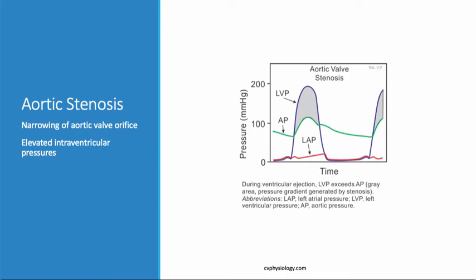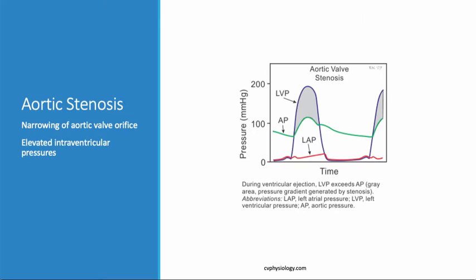Let's start with aortic stenosis. Remember, this is a narrowing of the aortic valve orifice, and we'll talk about the reasons that it happens in just a minute. But one of the reasons is just aging. So we have this senile calcific aortic stenosis, where as you get older, the calcification of the aortic valve makes the orifice smaller, and it's harder to get blood out through there.